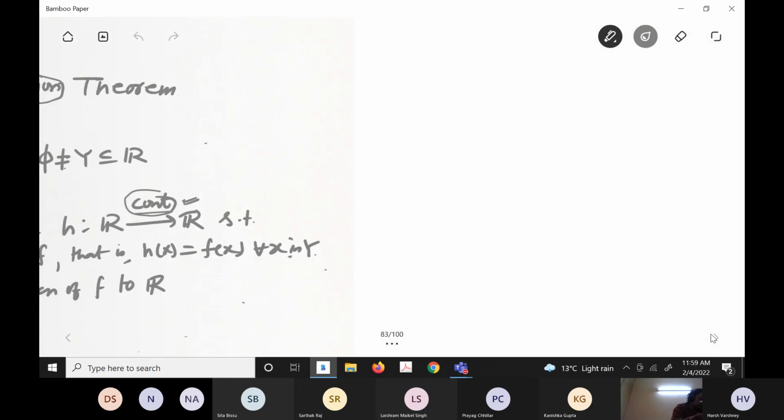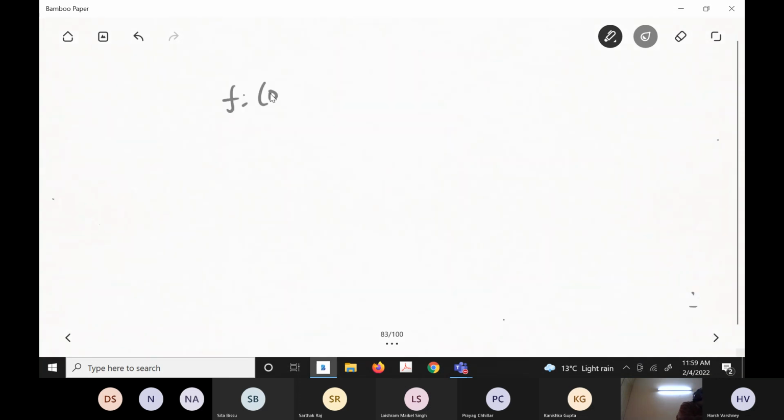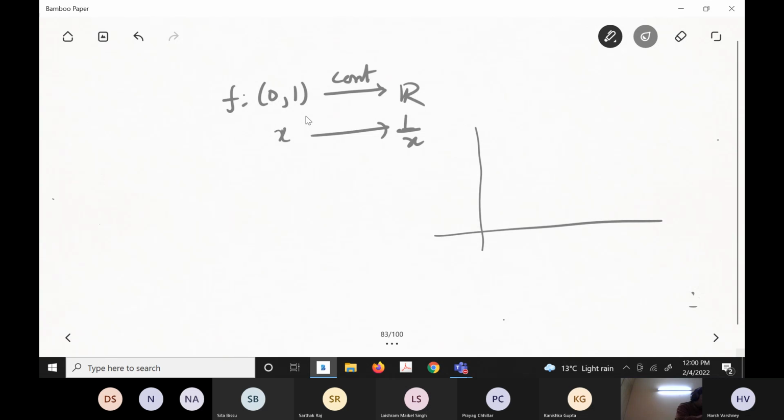Let me give you an example. Take f on (0, 1], and you can keep 1 if you want. This is a continuous function. It is actually y equal to 1 by x. At 1, this is 1. Basically it goes like this, asymptotic.